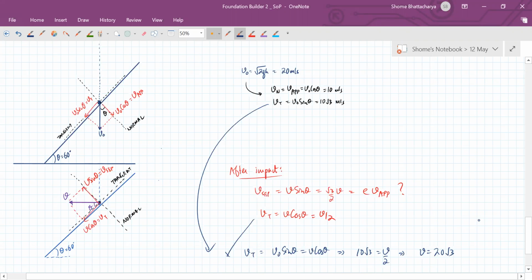So that first case was before impact. No? This is before impact. No?